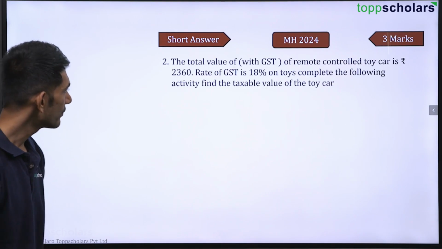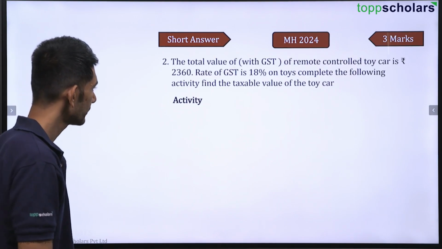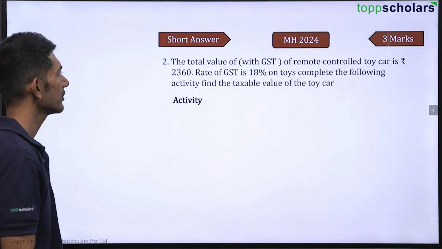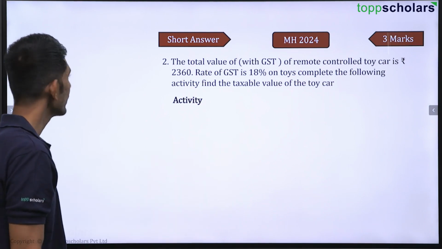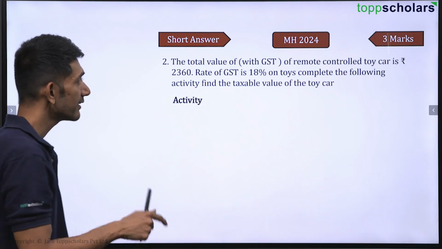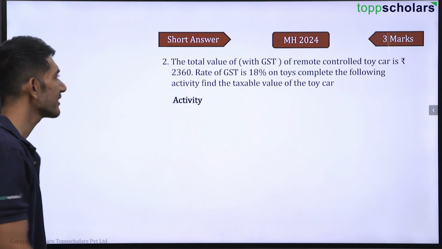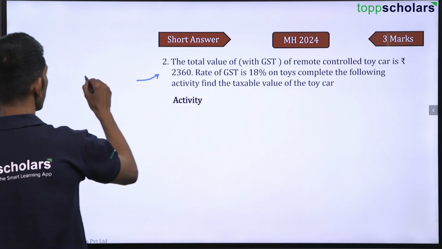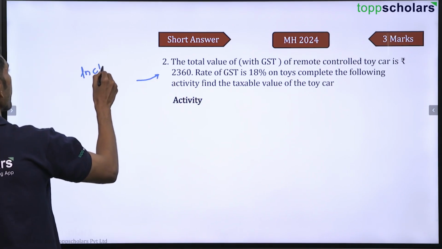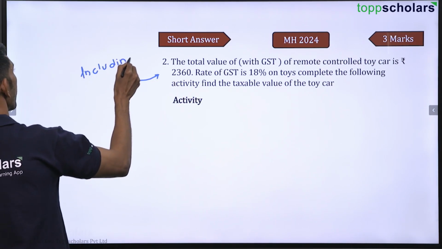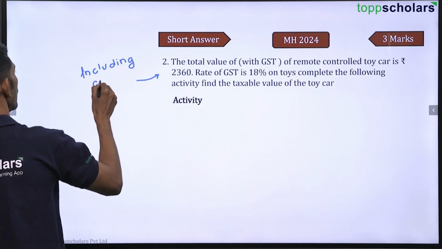Perfect. Let's continue. Now the next question says, this is an activity based question. The total value with GST, that is including GST, of a remote control toy car is rupees 2360. So please understand, this is including GST.